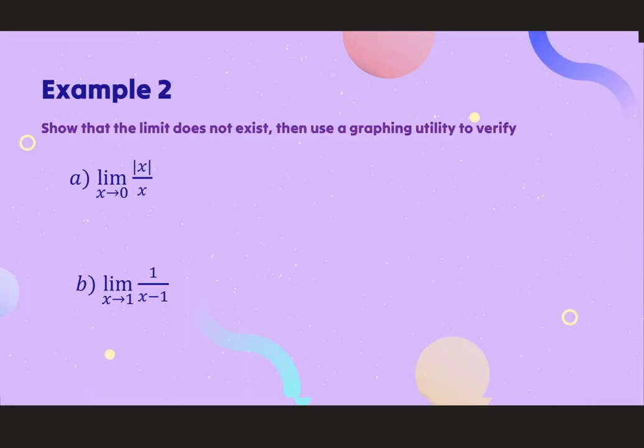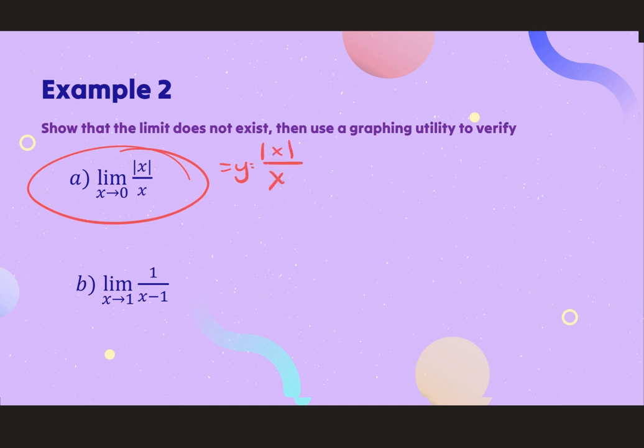Okay. All right, example 2 says show that the limit does not exist, then use the graphing utility to verify. So we're actually going to graph it first. And then we'll talk about how that happens. So I want you to first graph this function. I want you to graph y equals absolute value of x over x.